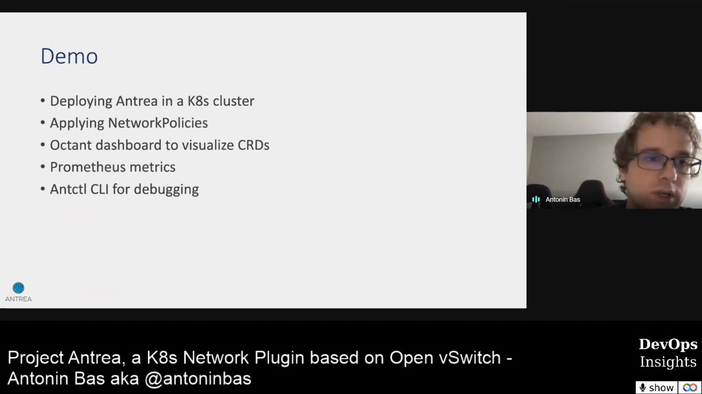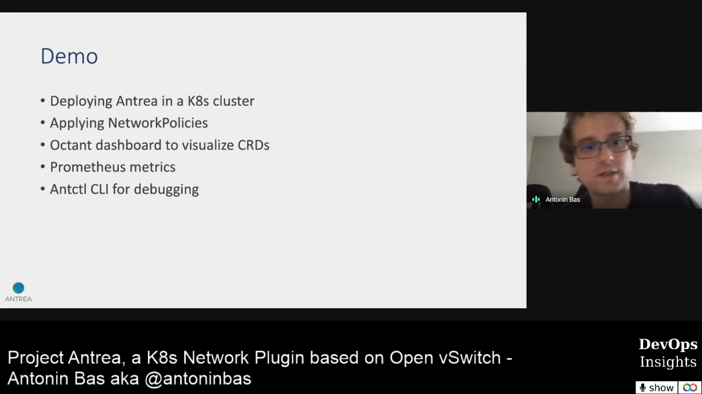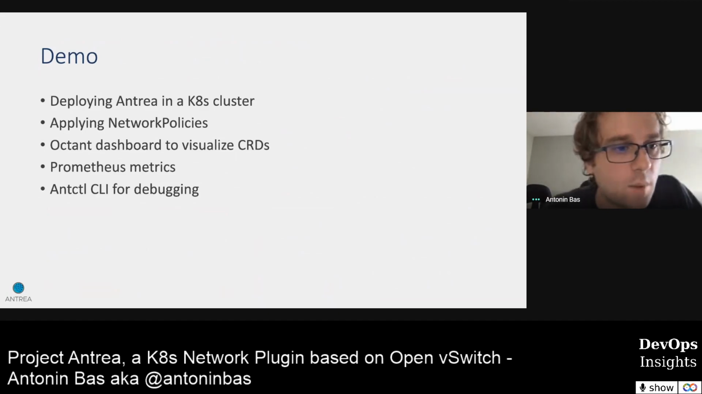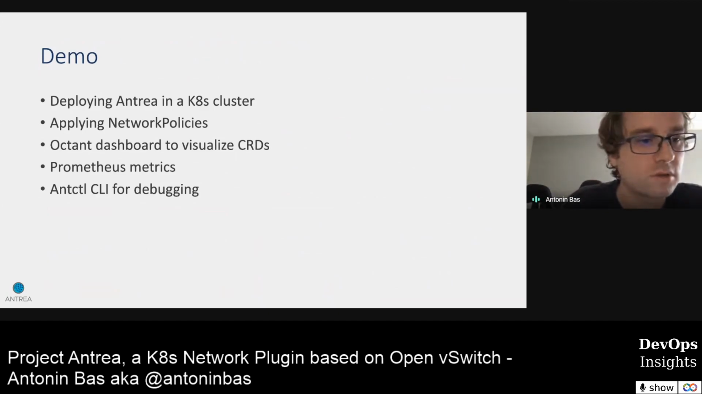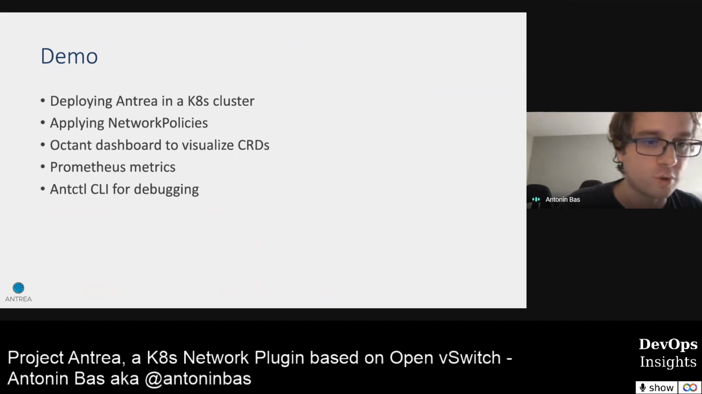All right, so now let's move on to the demo. My Kubernetes cluster creation went well, hopefully. What I'm going to be showing you is how to apply network policies in a cluster. I'm going to show the Octant dashboard integration, the Antrea CLI that can be used for debugging, and a bit of the Prometheus integration that we have. Prometheus is something we only started using in the last release, so right now we're not doing too much with it, but I just wanted to show what we have so far.